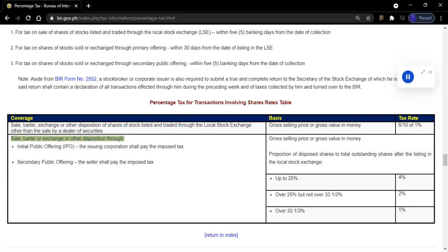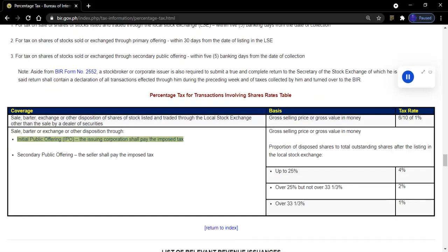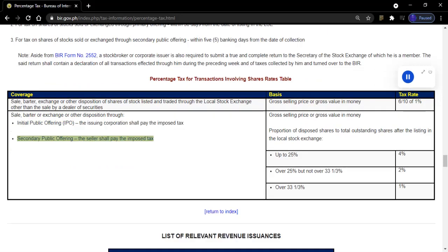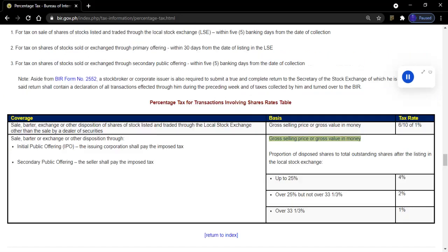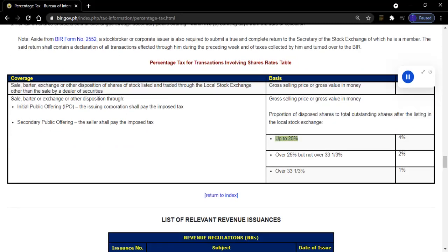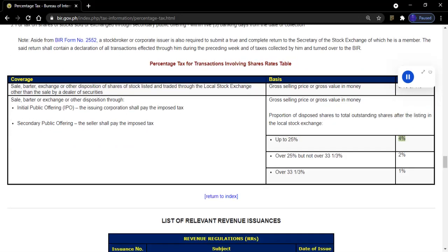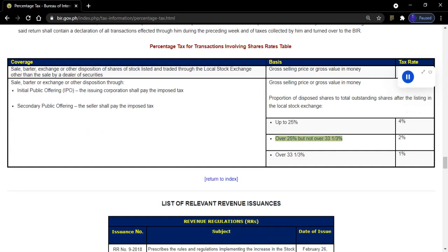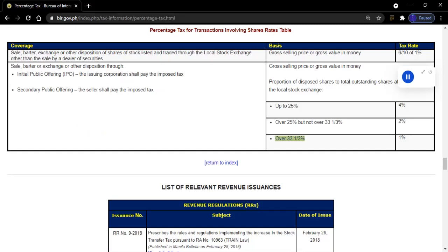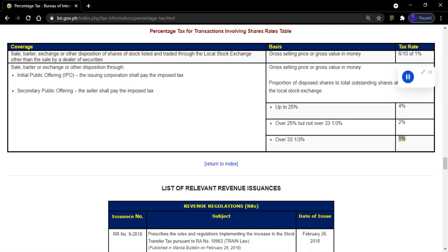Sale, barter or exchange or other disposition through initial public offering (IPO), the issuing corporation shall pay the imposed tax. Secondary public offering, the seller shall pay the imposed tax. Gross selling price or gross value in money. Proportion of disposed shares to total outstanding shares after the listing in the local stock exchange: up to 25%, 4%. Over 25% but not over 33.33%, 2%. Over 33.33%, 1%.